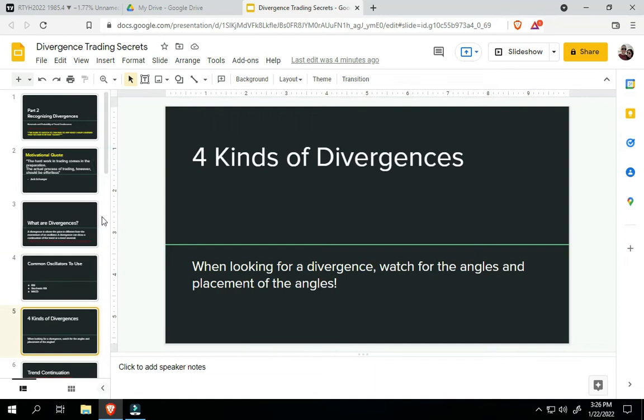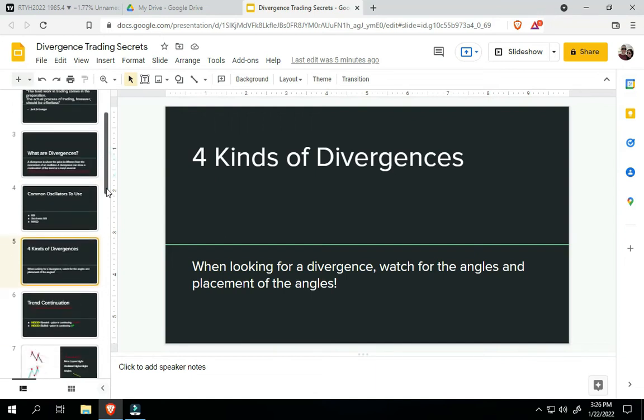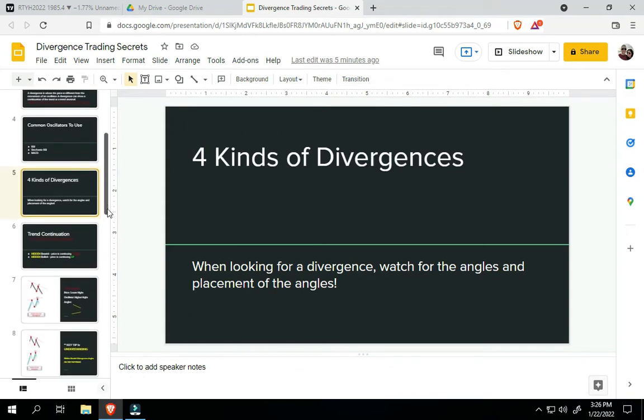All right, so the four kinds of divergences. When looking for a divergence, I'm going to talk about angles and where the angles are placed. Those are the two main things to look for when you're looking for a divergence: the angles and the placement of the angles.